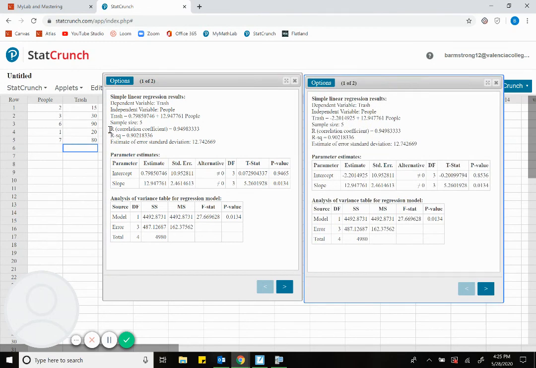Here is my original. Here is the new, because we subtracted 3. It's the exact same. That's what I mean in that beginning when I said you can add a constant.